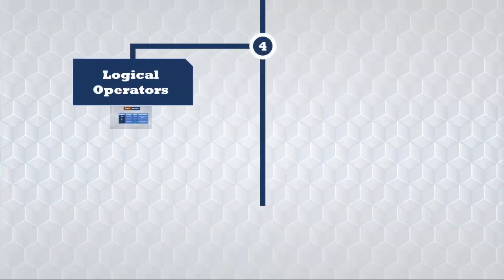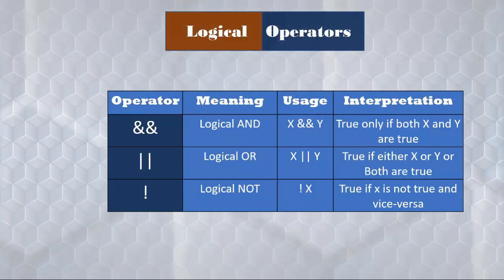The fourth category of operators is called logical operators. These are typically used to combine conditional statements. So these perform the logical operations which we study in Boolean algebra. So let us see the logical operators that are available in JavaScript. In JavaScript, we have three types of logical operators. The first one is called the logical AND operator.